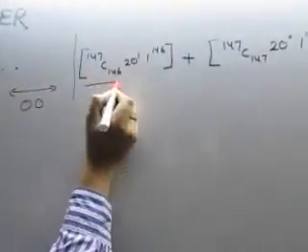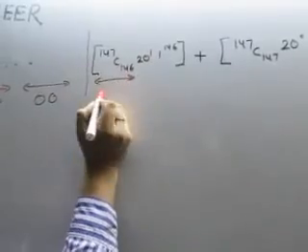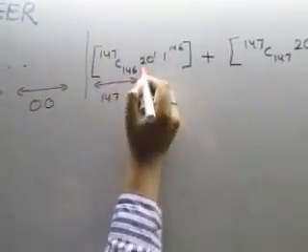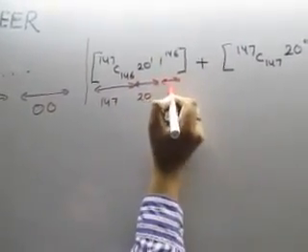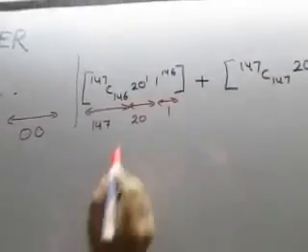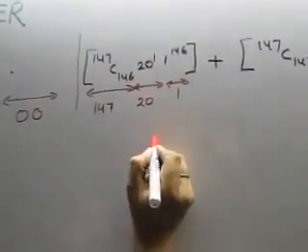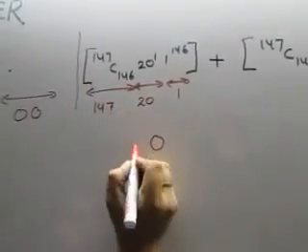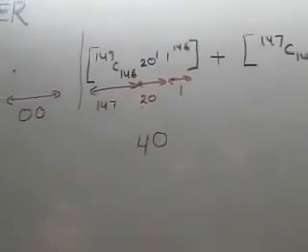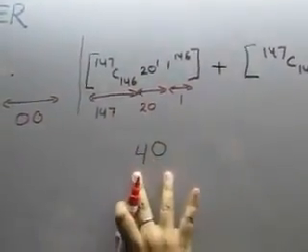Look at this term. 147C146 is equal to 147, 20 to the power 1 is equal to 20, 1 to the power 146 is equal to 1. So for the last two digits of this term, the last digit must be 0 as we have 0 here, and the second last digit is 7 times 4 equals 28, so 8? Taking 147 times 20 gives 2940, so the last two digits of this term are 40.